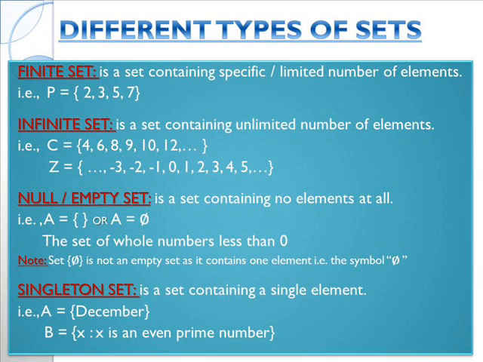If a set contains the symbol phi, it is not an empty set as it contains one element, that is the symbol phi. Then we have singleton set, that is a set containing a single element. For example, we have A equal to {December} or B equal to {x such that x is an even prime number}. We all know that there is only one even prime number, that is 2. So it is a singleton set.